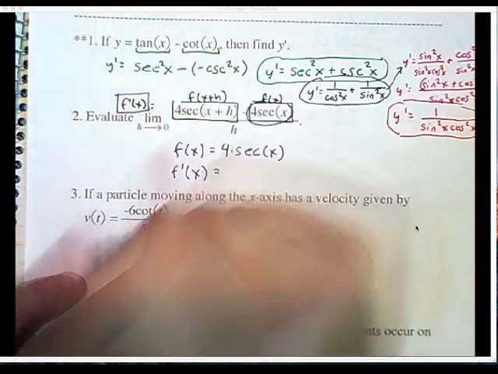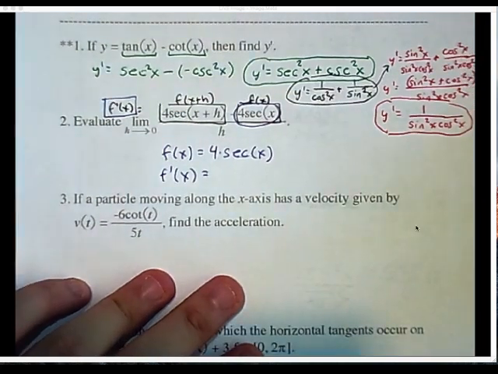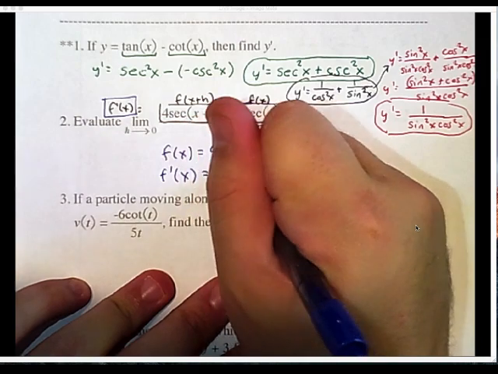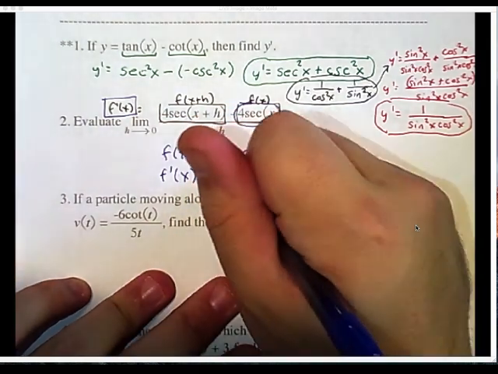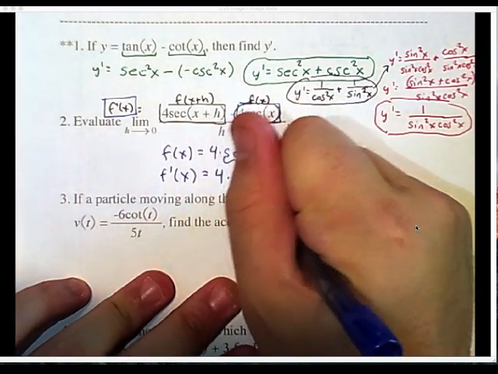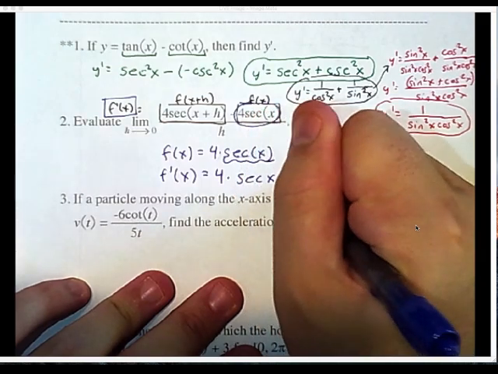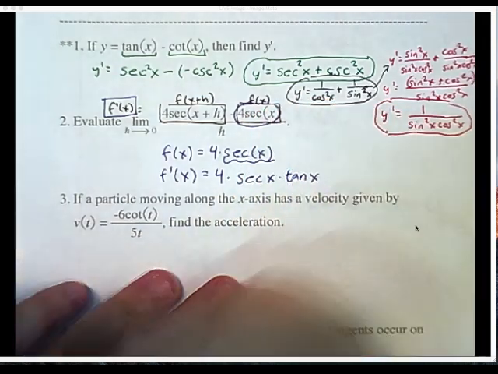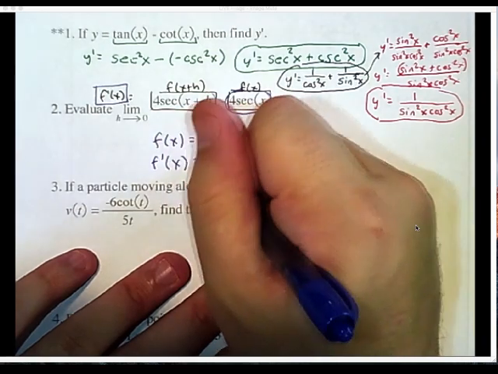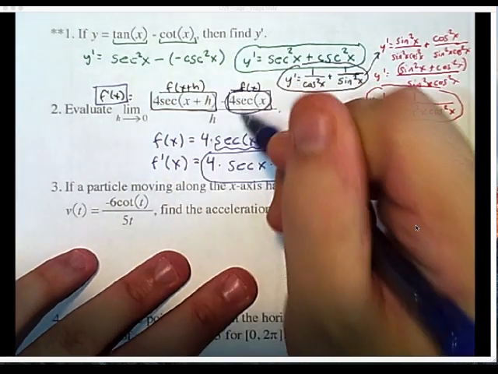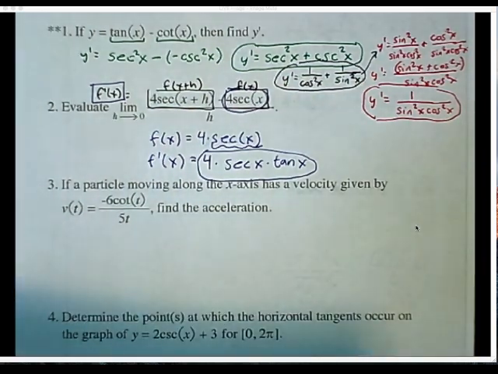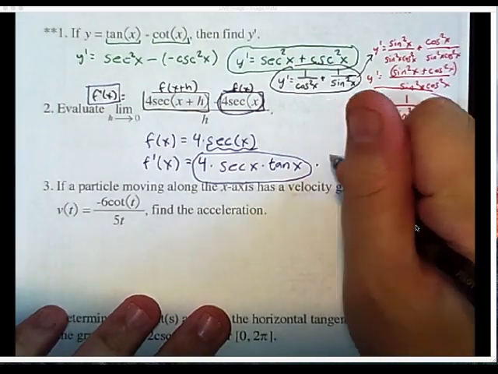So you don't have to go through the whole limit process, you just have to know what the derivative of secant of x is. Well, what's the derivative of secant of x? It's secant of x times the tangent of x. So there's my answer. That is the correct answer, or anything that's equivalent to it.